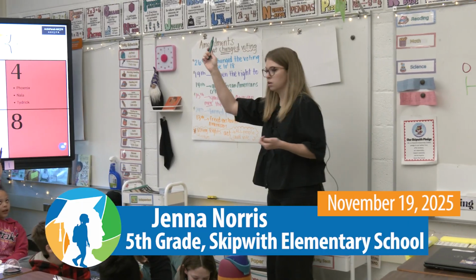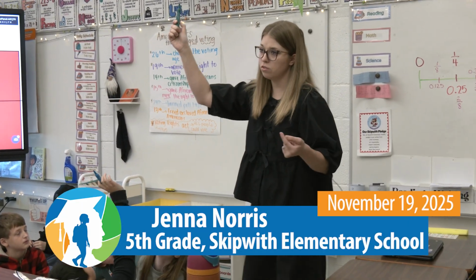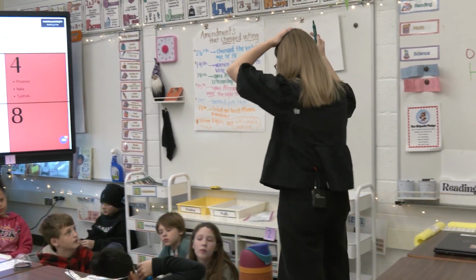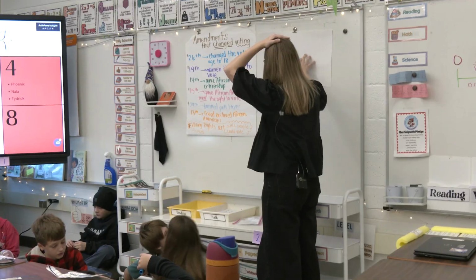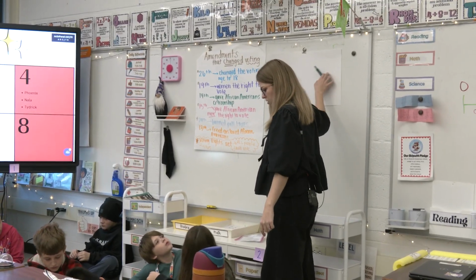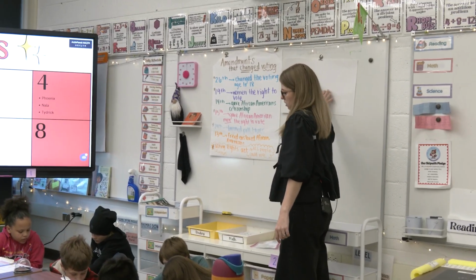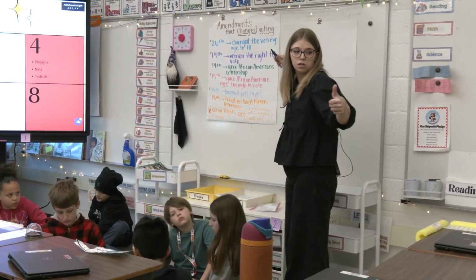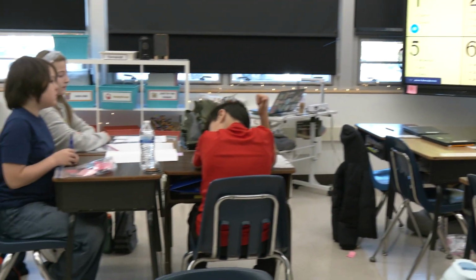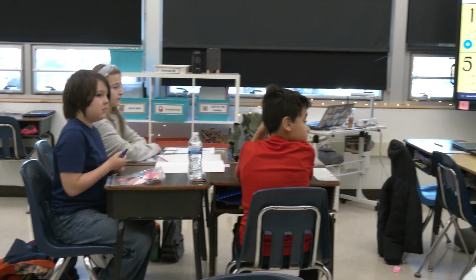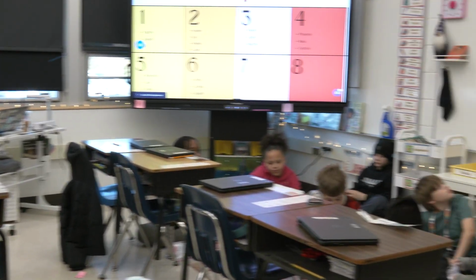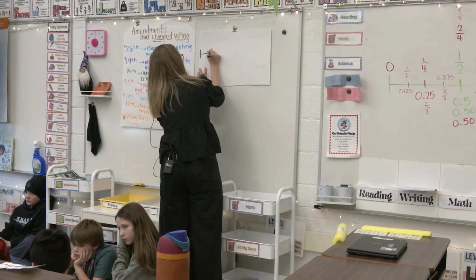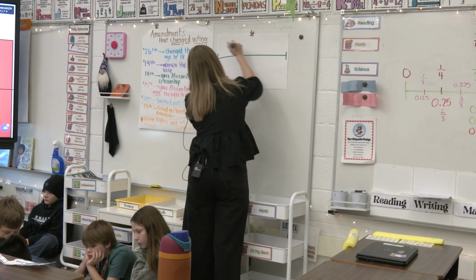Hey, class. Remember that we just said this number line is going to go from 0 to what? 1. So make sure your paper is on the side that's not shiny. Give me a thumbs up if your paper's on the side that's not shiny. On your paper, you're going to draw your number line from 0 to 1, just as Miss Norris is doing.